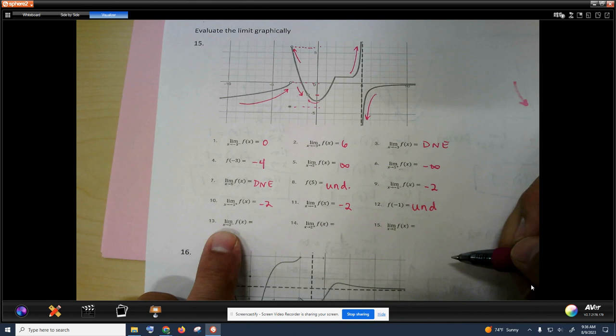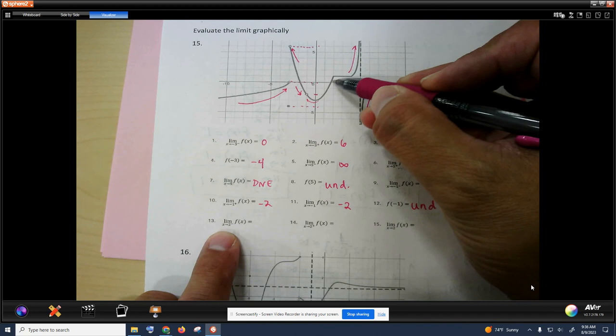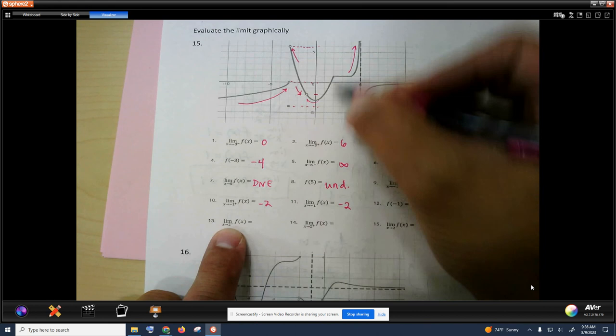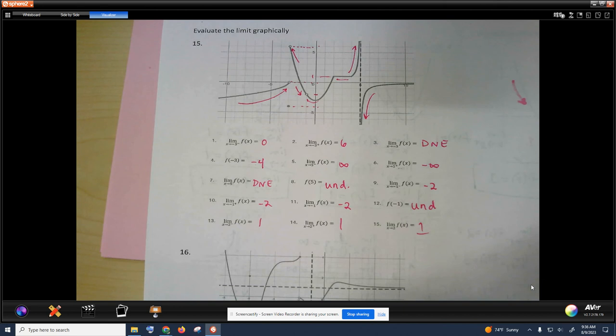Okay, and then one more, and this should close this off. As we approach 2 from the left, so now we're here, 1, 2, it's this little spot here, and there's a minus there. So I know the y value is 1. And then I know the y value from the right is also 1. So this is just 1. And that's it.